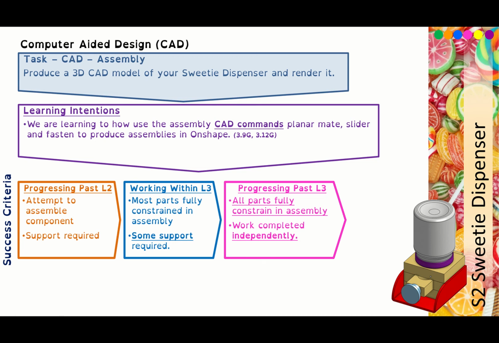Hi there, in this tutorial we're going to be looking at creating an assembly, and we are learning how to use the CAD commands planar mate, slider and fasten to produce assemblies in Onshape. For our top level of success we want everything to be fully constrained as shown in the tutorial. For the middle level we're looking for most parts to be fully constrained, and in the progressing past level 2 we attempt to assemble the components.